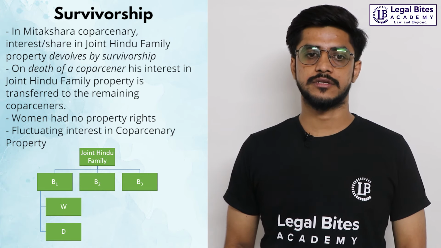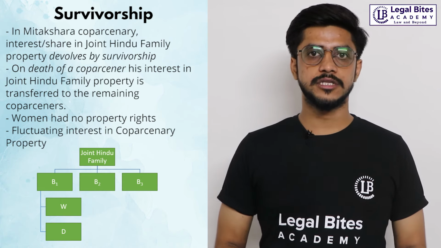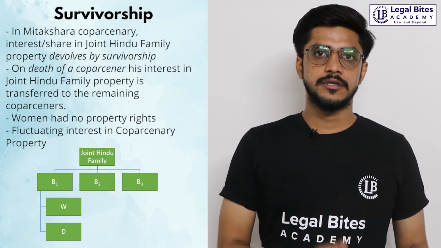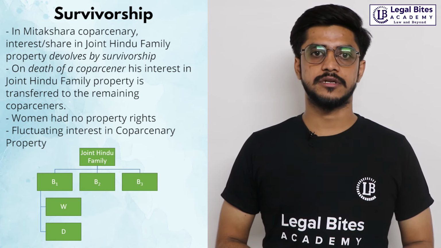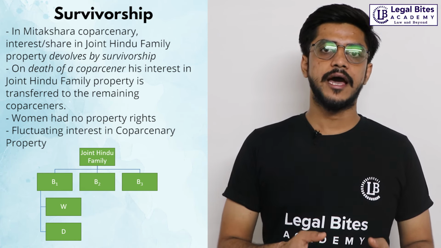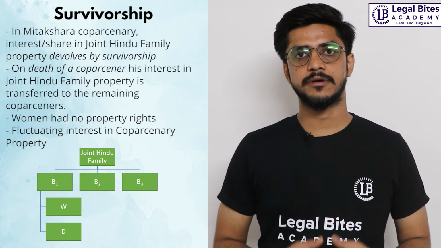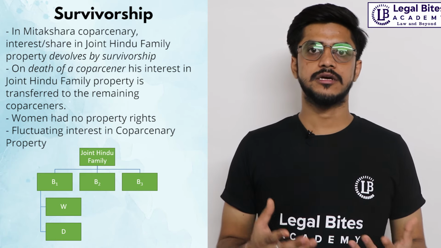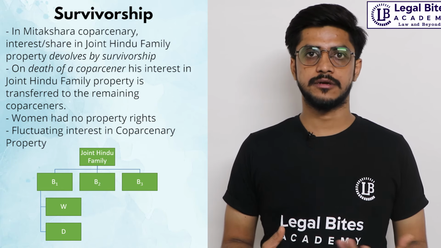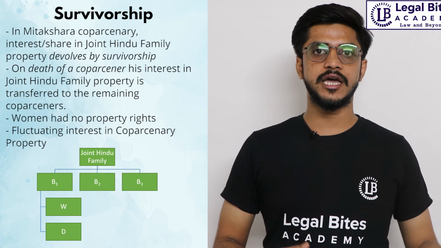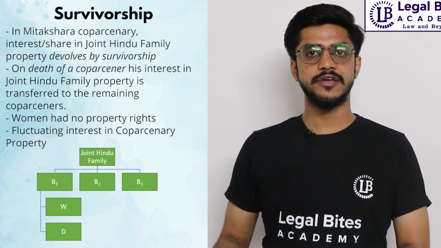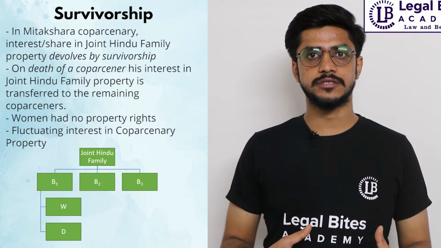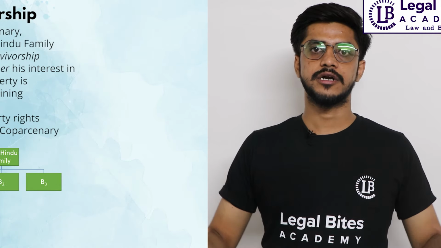Because of the concept of survivorship, the property rights of women were not protected in the ancient or classical concept of coparcenary. And also, because of this concept of survivorship, the interest of a coparcener was considered to be a fluctuating interest. When one coparcener would die, the interest of other coparceners would automatically increase. And also, if a new coparcener is added to the coparcenary, their interest would decrease simultaneously.